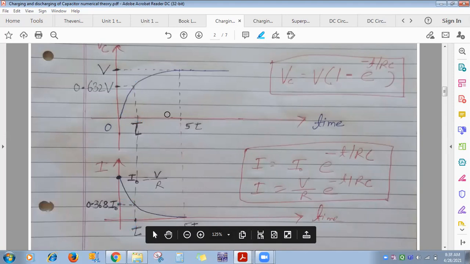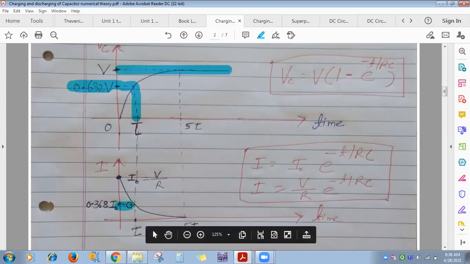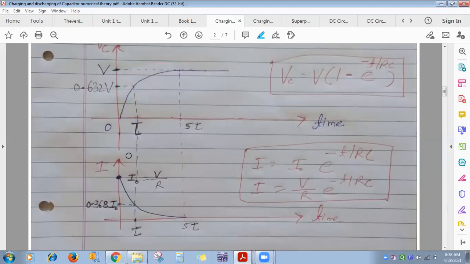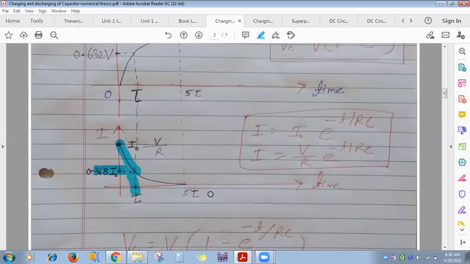Like see, read the definition of time constant. It is defined as the time taken by the capacitor during charging when the voltage across the capacitor becomes 63.2% of its final value. Here the voltage rises to 63.2% of its final value, or when current decreases to 36.8% of its initial value. So confusing options are given, isn't it?